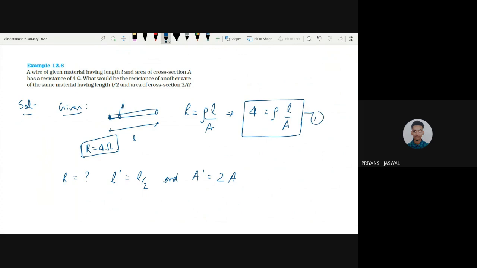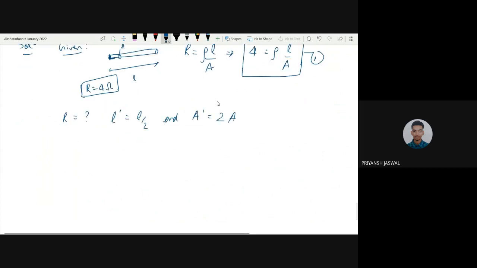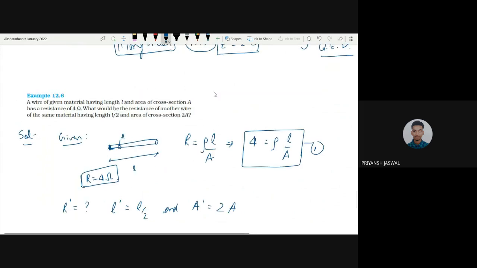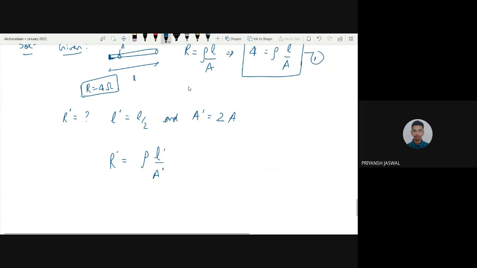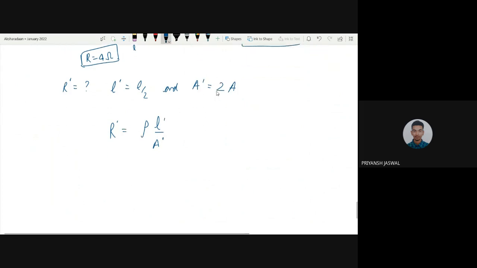This is equation 1. From the second part we have R prime is equal to rho L prime by A prime. Since the material is the same, as they have said, same material means the nature of the wire, that is the conductor, is the same. So resistivity for both cases will be the same. Only the length of the wire and the area of cross section have changed.